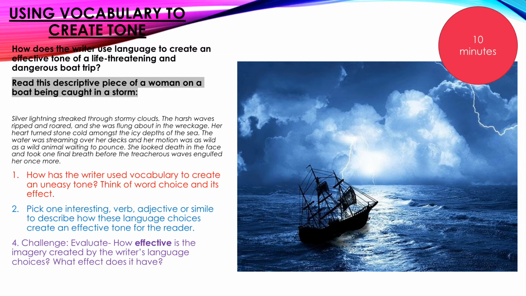And then move on to choosing one interesting verb, adjective, or simile as well, because we've got a lovely simile there, as wild as a wild animal waiting to pounce. And also, how these language choices create an effective tone for the reader, okay? So you're going to be thinking about imagery, you're going to be thinking about tone in the image, but also mainly by the description that's been used to describe the image, okay? And then once you've done this, you can move on to your challenge question and evaluate how effective the imagery created by the writer's language choices are used and what effect does it have.